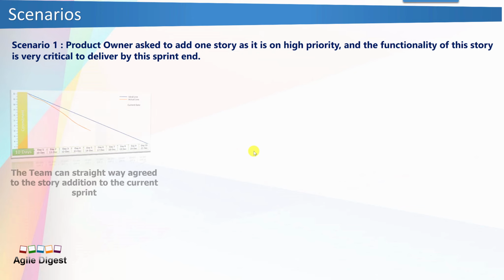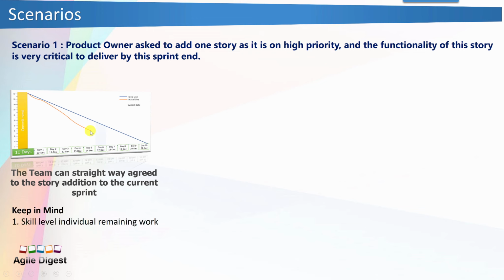So if your burn down is like this, you can definitely see the team can straightaway agree to the story addition in the current sprint, because if you have lots of bandwidth available here, you have already completed whatever you estimated and you are below the ideal line, you can definitely accept that. The only thing you need to keep in mind is the skill level and individual remaining work.